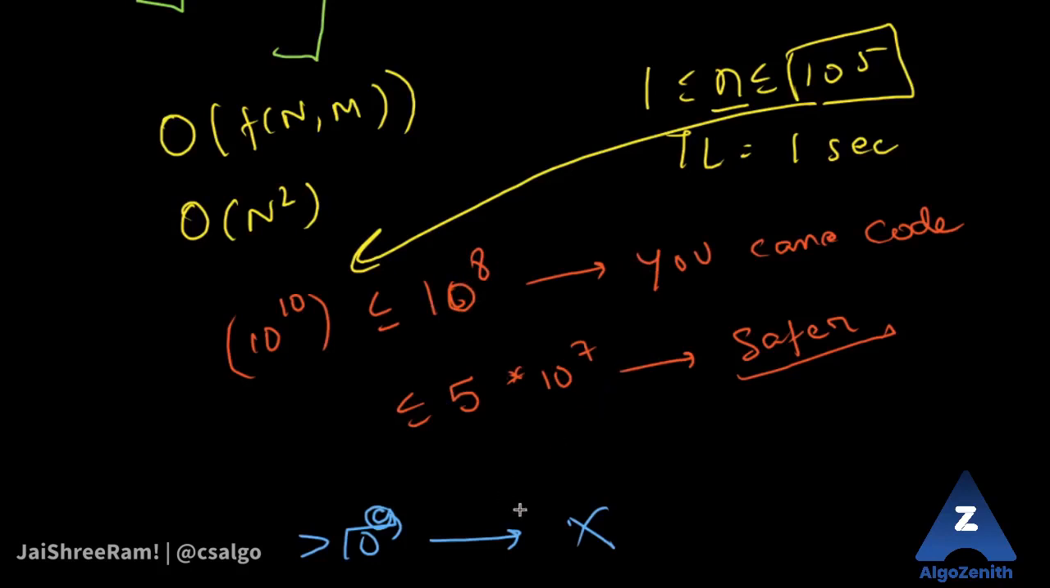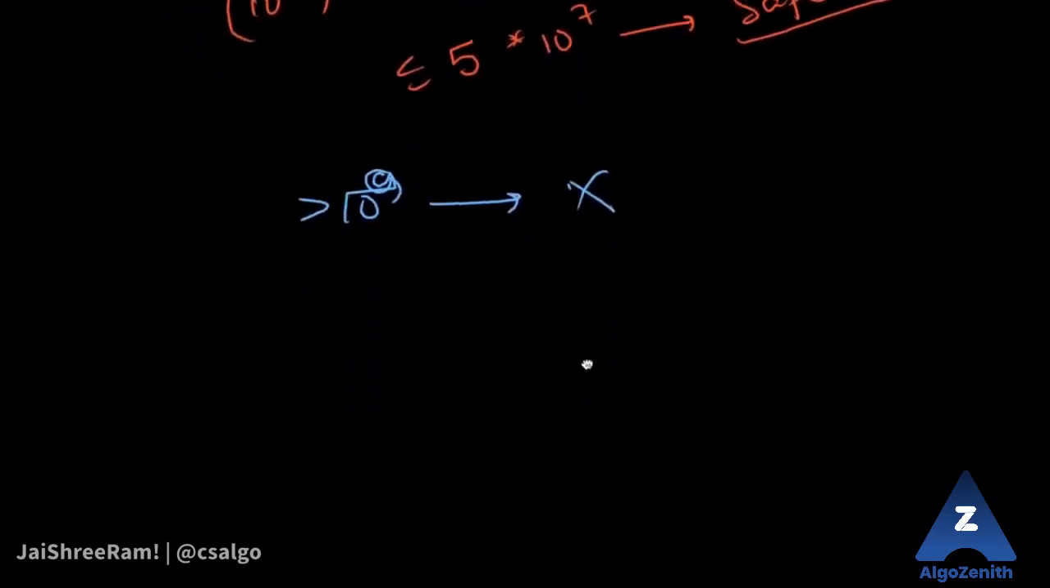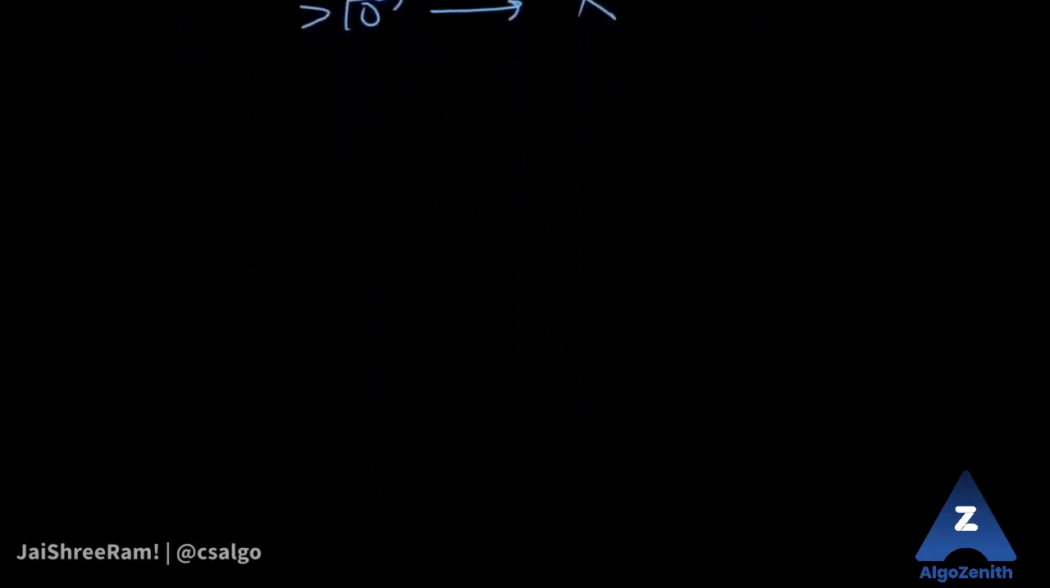But in general, you should not be coding anything greater than 10 to the power 9. There is no point in coding a solution that won't pass. Okay, so now let's quickly have a look at some constraints that will pass.